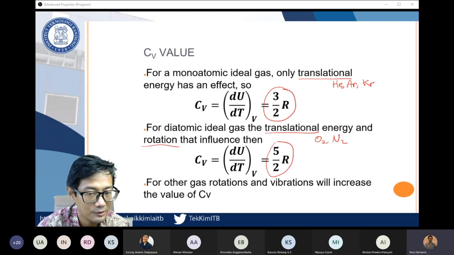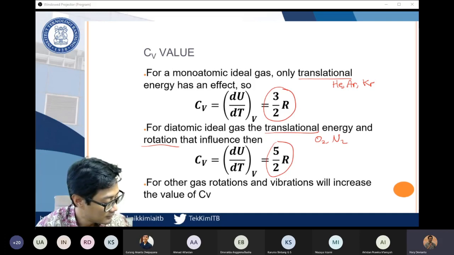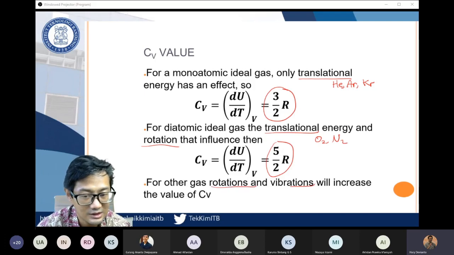And how about the gases that are not monoatomic or diatomic? For that case, not only translational and rotational, but for other gases, rotational and vibration will also increase the value of Cv. So most of the time it will be higher than 5/2R.